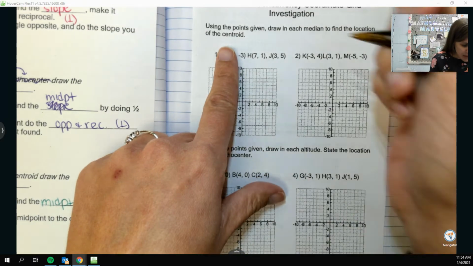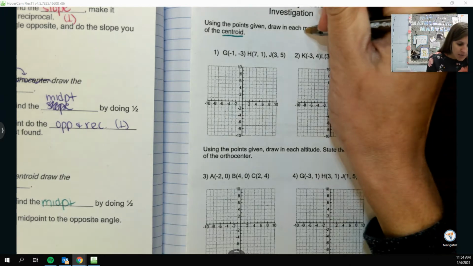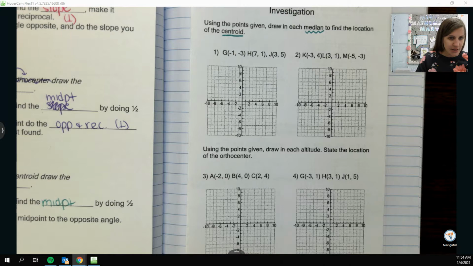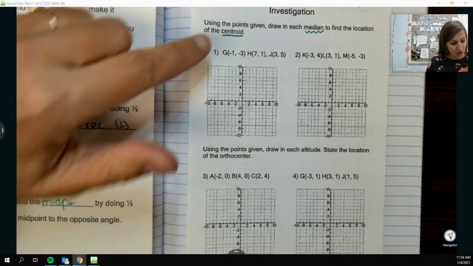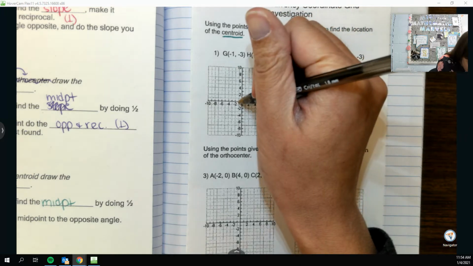So starting with the easiest one first, we are going to find the centroid by drawing the medians. Now, before I even do that, though, I have to draw my triangle. So these are the points of the triangle. So G is at -1, -3.